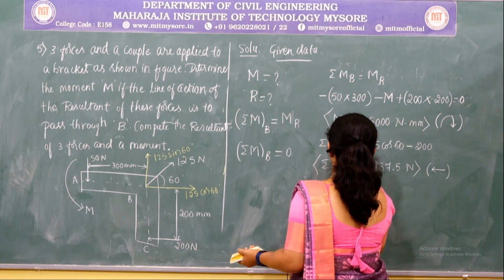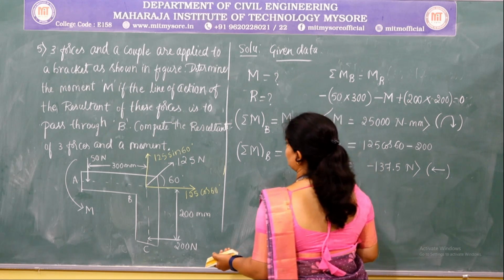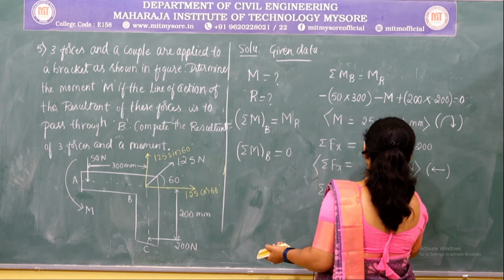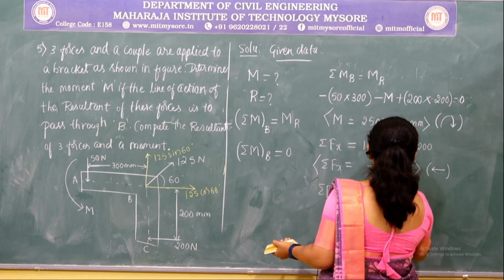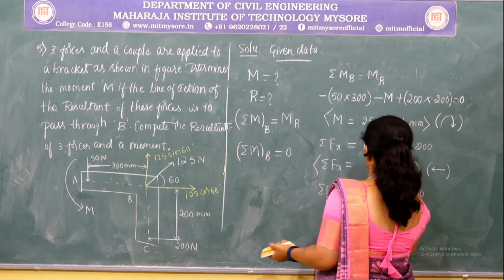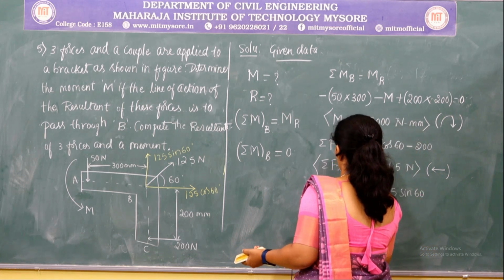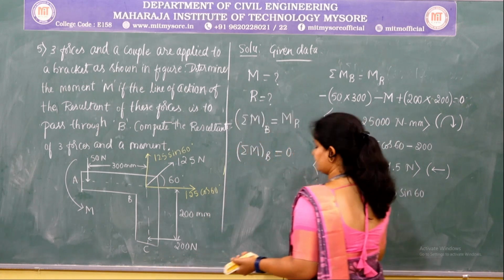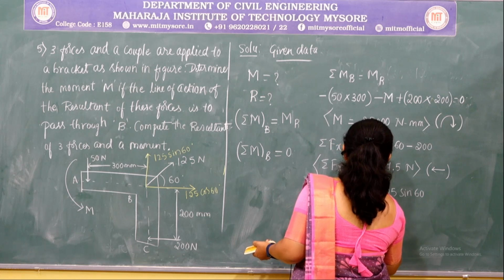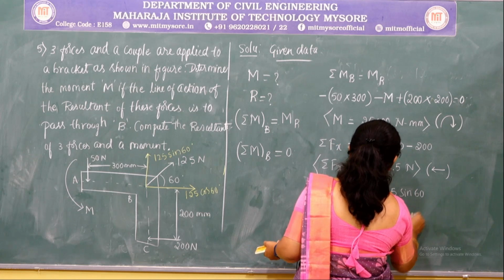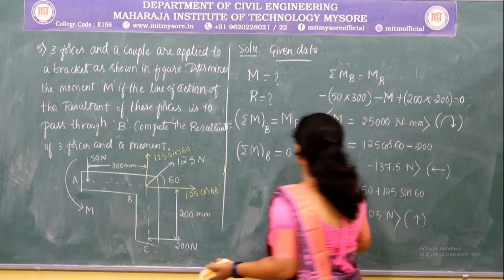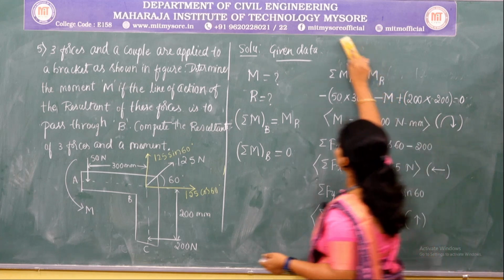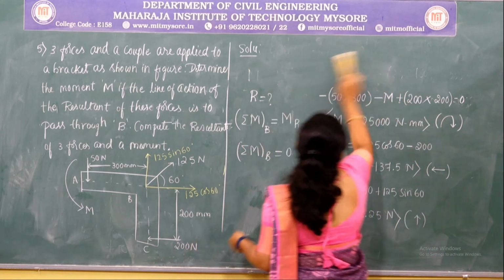Next consider summation of Fy, which is equal to, at point A there is a vertically downward force minus 50, at B upward force 125 sin 60. So on solving this again we will get the value as 58.25 Newton, which is upwards. So using these two we shall find out the value of the resultant.